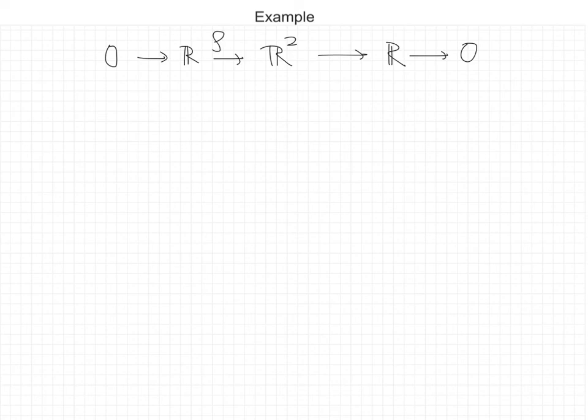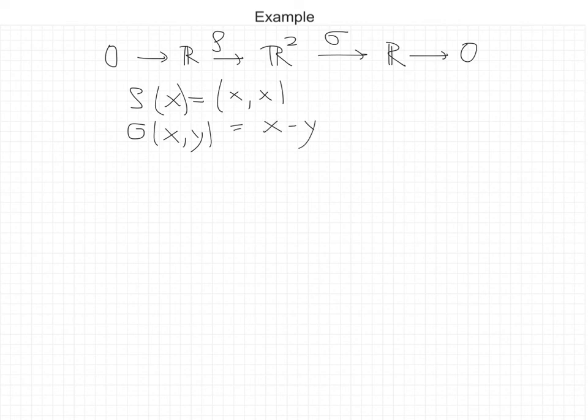So I know that lots of you are dying at this point to see an example. So let's look at this short exact sequence: 0, R, R2, R0. So we have the linear map rho and we have the linear map sigma. Let's define rho by mapping the real number x to the pair of real numbers x comma x, and sigma will map the tuple x comma y of real numbers to x minus y. Then if you look at this, that will become a short exact sequence.